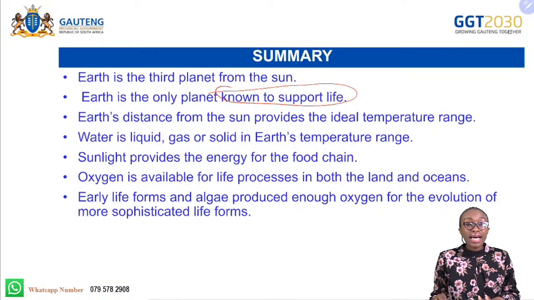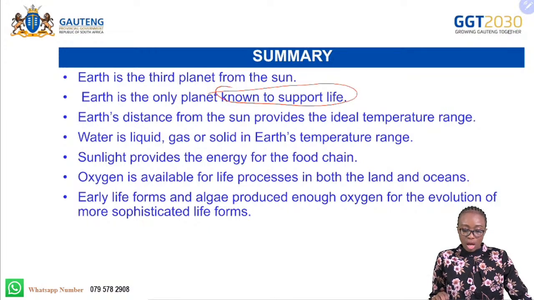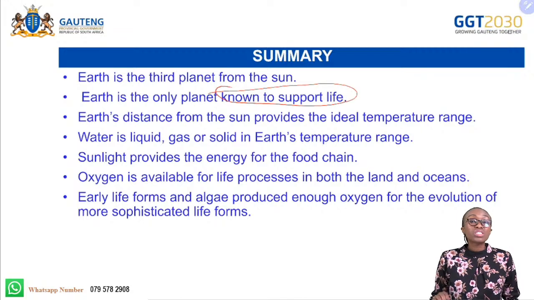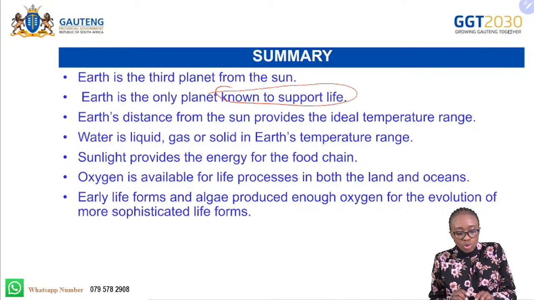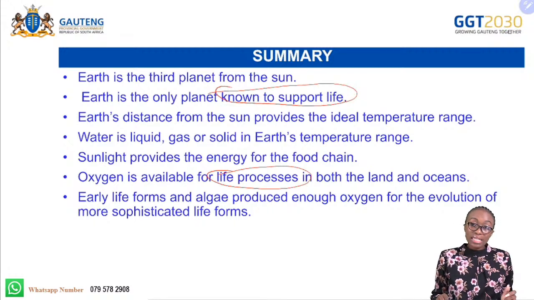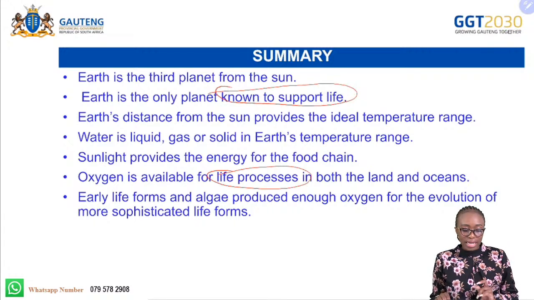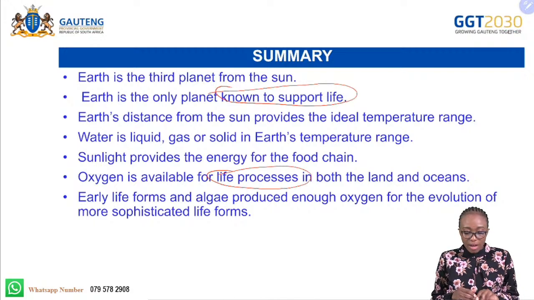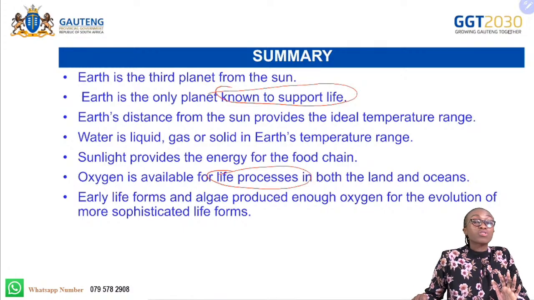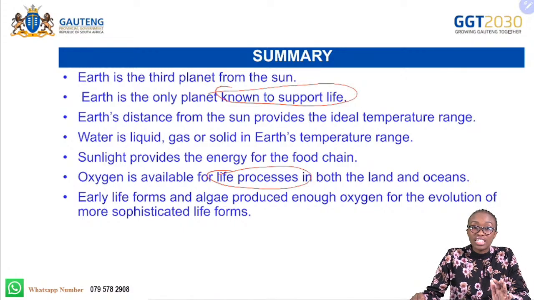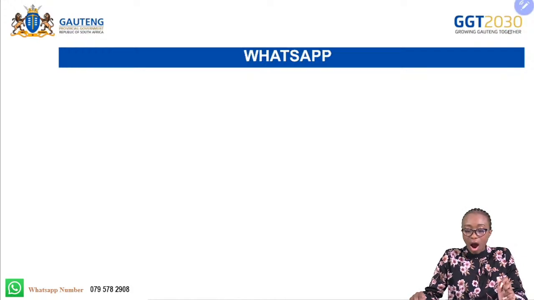And then sunlight provides energy for the food chain. Oxygen, which is a very important gas, is also available for life processes in both the land and oceans, and then early life forms and algae produced enough oxygen for the evolution of more sophisticated life forms such as ourselves.